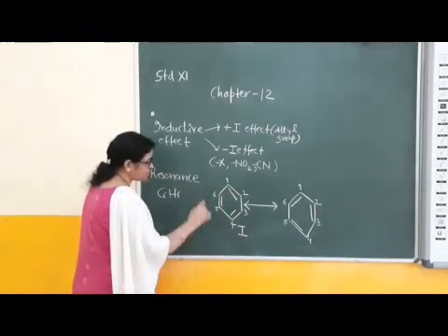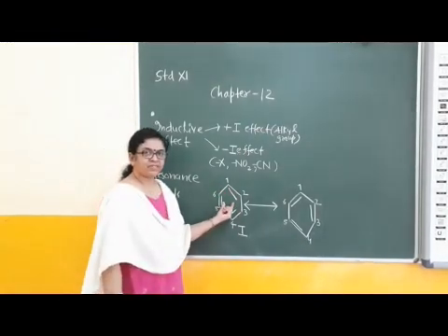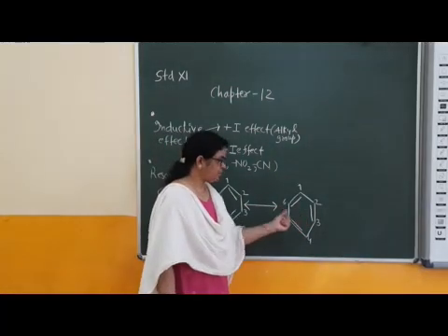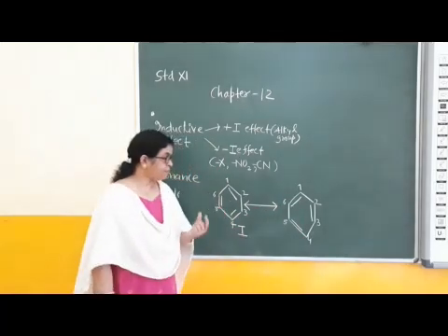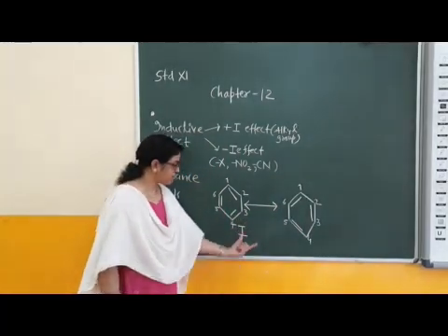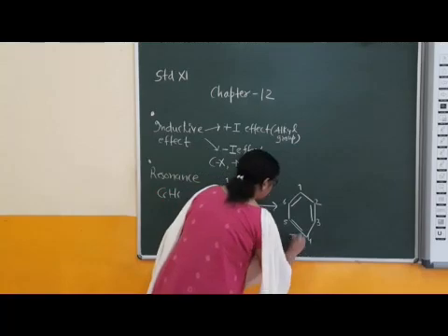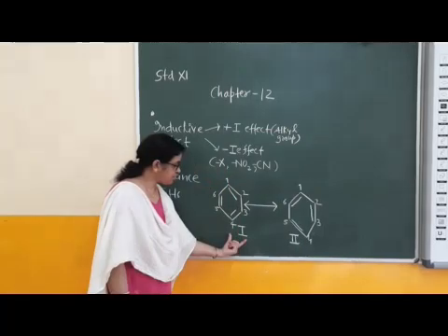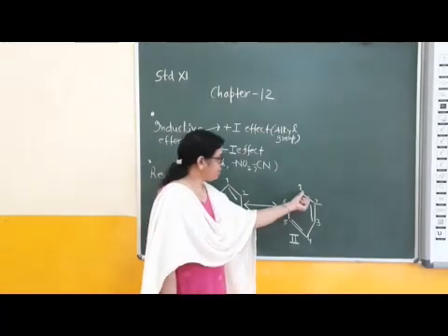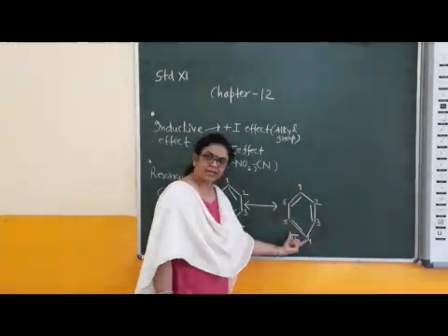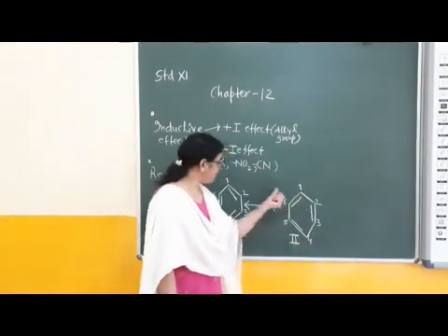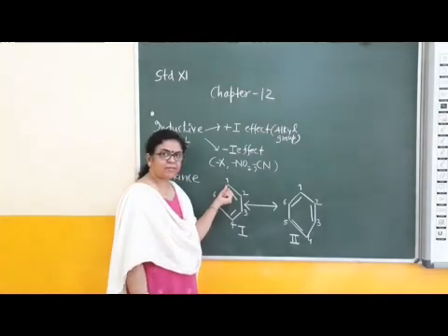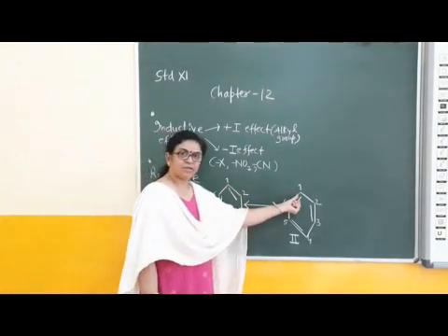Right? This is a hexagonal shape. How many pi bonds are present? 3. 1, 2, 3. Again 1, 2, 3. But the position of pi bonds is different in the two structures, structure 1 and structure 2. In the first structure of benzene, carbons are numbered 1 to 6, and in the second structure too. The same number is given for the same carbon atom. This is the first carbon, and this carbon is also labeled as first.